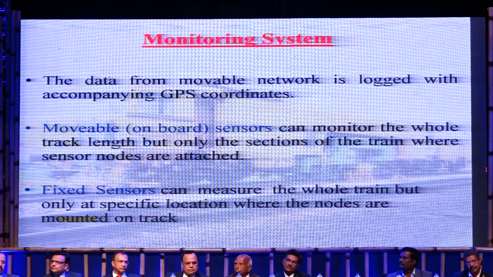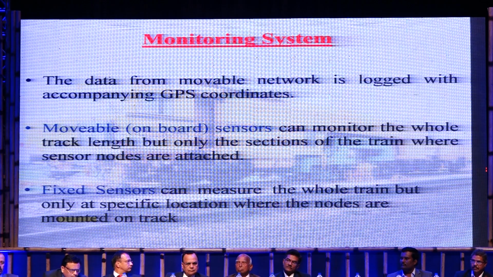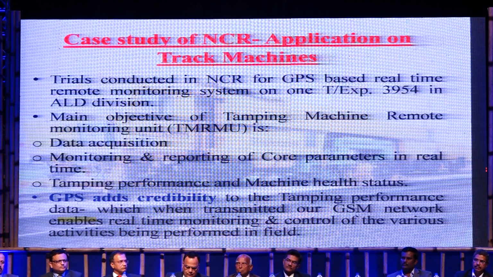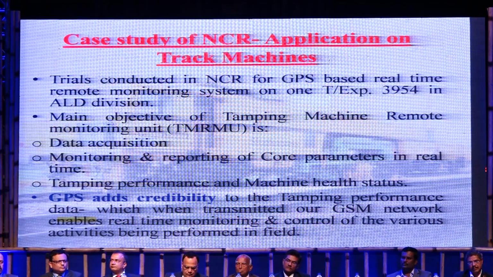Movable network: sensors are attached to locomotives, track machines, coaches, etc. The data from a movable network is logged with accompanying GPS coordinates. Movable sensors can monitor the whole track length, but only the sections of the train where sensor nodes are attached, whereas fixed sensors can measure the whole train, but only at a specific location on the track where the nodes are mounted. As a case study, we have tried this on one of our Tamping Express 3954, working in the Kanpur to Tundla division.